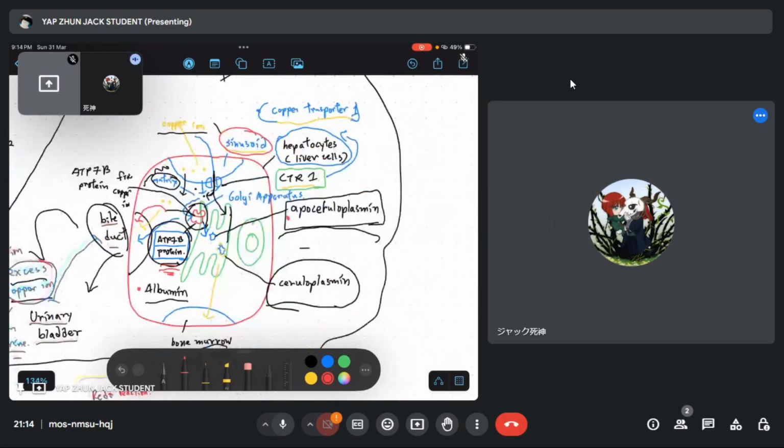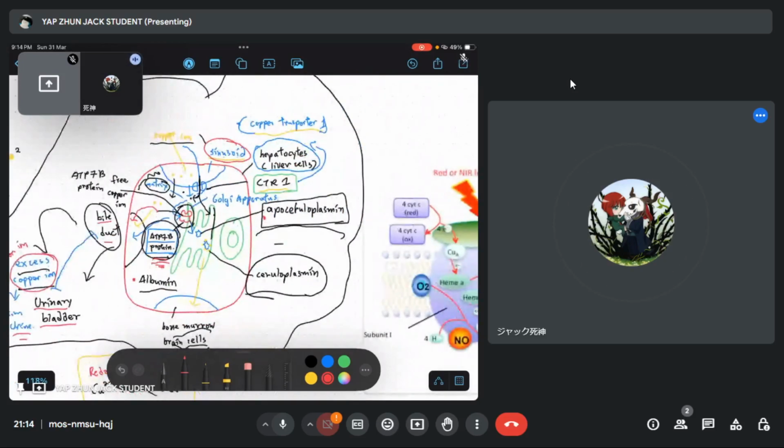Okay, so before we go through the mechanisms further, we need to know what apoceruloplasmin is first. Okay, if we take a look at the nomenclature of apoceruloplasmin, it is like a hexagon. When it is like a hexagon, it can bind with 6 copper ions. After they bind with the copper ions, they will have a new name. We call it ceruloplasmin. Okay.